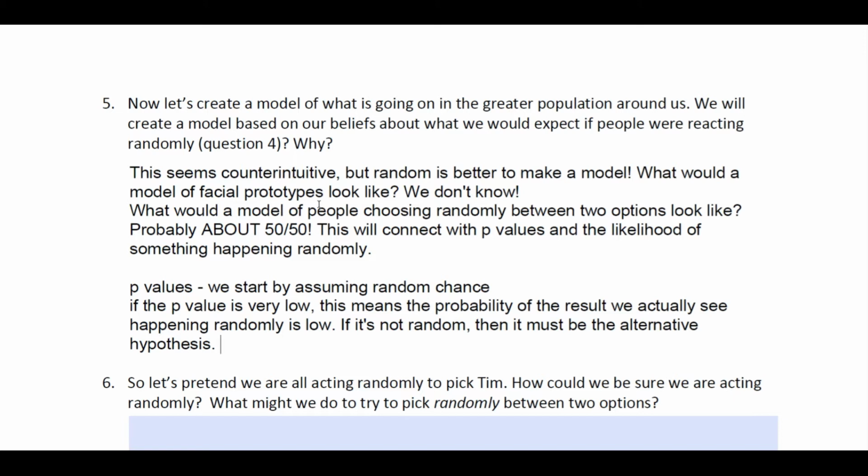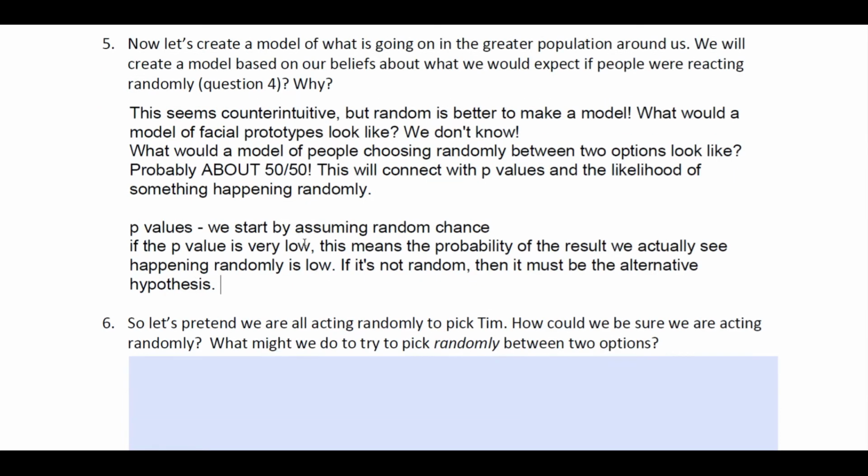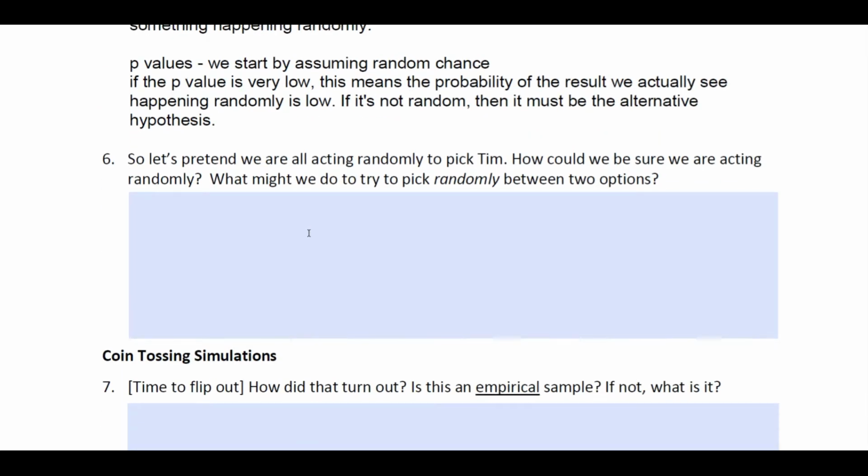The p-value is really, what's the probability I would get this result if the null hypothesis is true, if nothing interesting is happening, if people are just choosing at random. So we always start with our random model because at least we know what that would look like. Okay. Now let's all pretend that we're acting randomly to pick Tim.